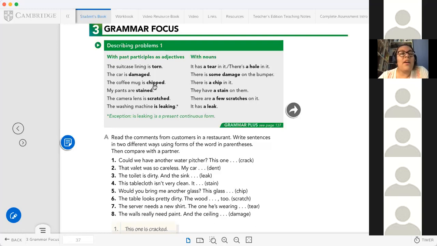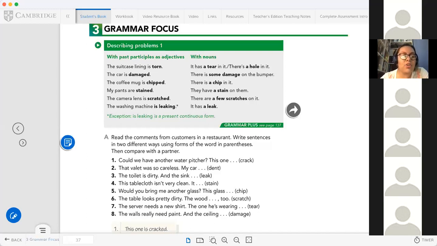Now, my coffee mug is chipped. There is a chip in it. Okay, so adjective and noun. My pants are stained. They have a stain on them, or they have several stains on them, depending on the situation. The camera lens is scratched. There are a few scratches on it. The washing machine is leaking. It has a leak. Okay, so now this is what we're going to do.